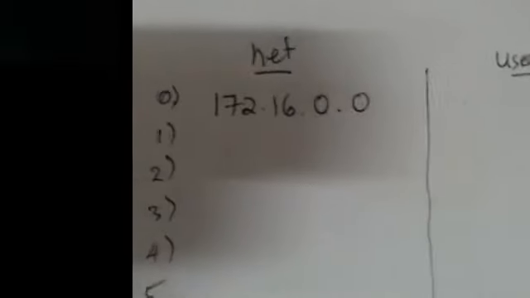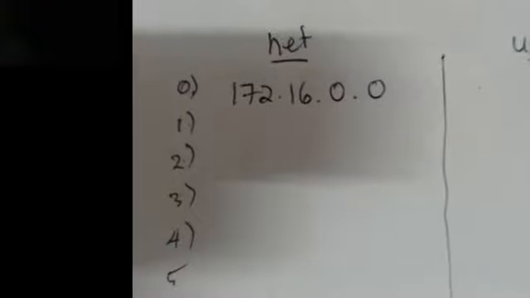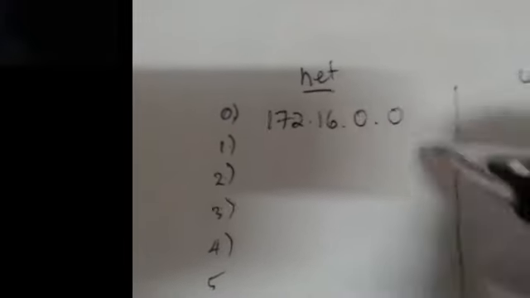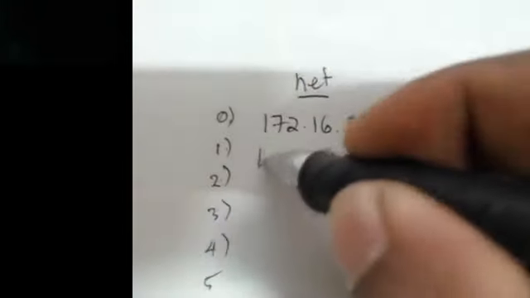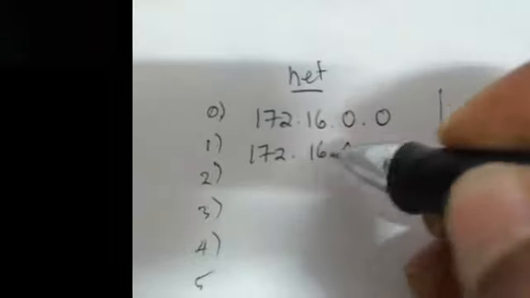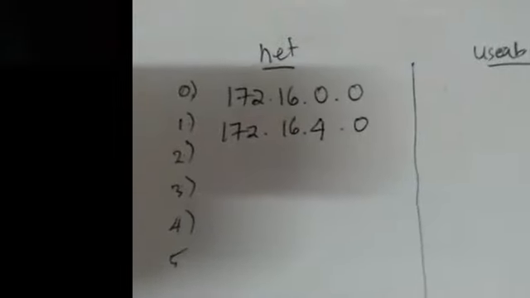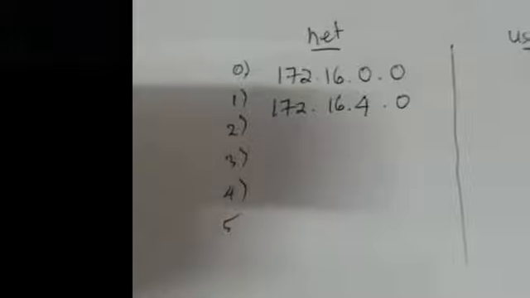Let's find out our first subnet. Now remember, our network increment is 4.0. So we're going to be adding 4.0 to 0.0. So we have 0 plus 4 is 4, 0 plus 0 is 0. So that's our next network, 172.16.4.0.